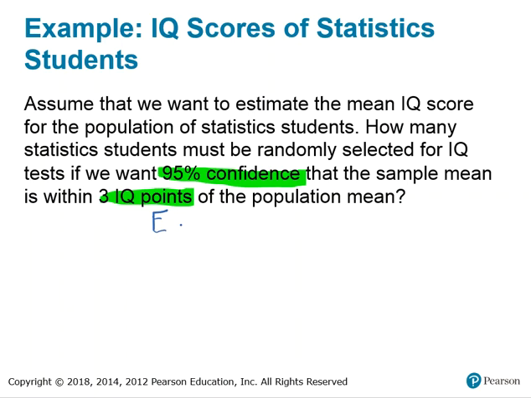Okay, so let's see what we do have here. Let's start with the confidence. We know we have a confidence of 95%. So let's think about our z-score, critical value. For 95%, that's one that we worked with last time, and so we're going to use 1.96.